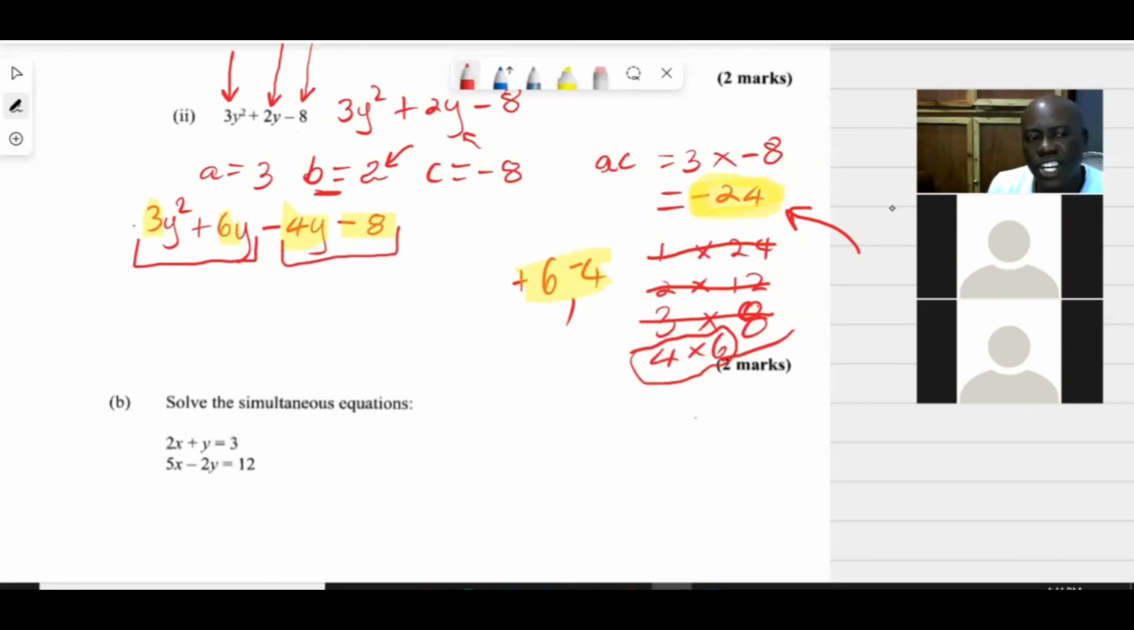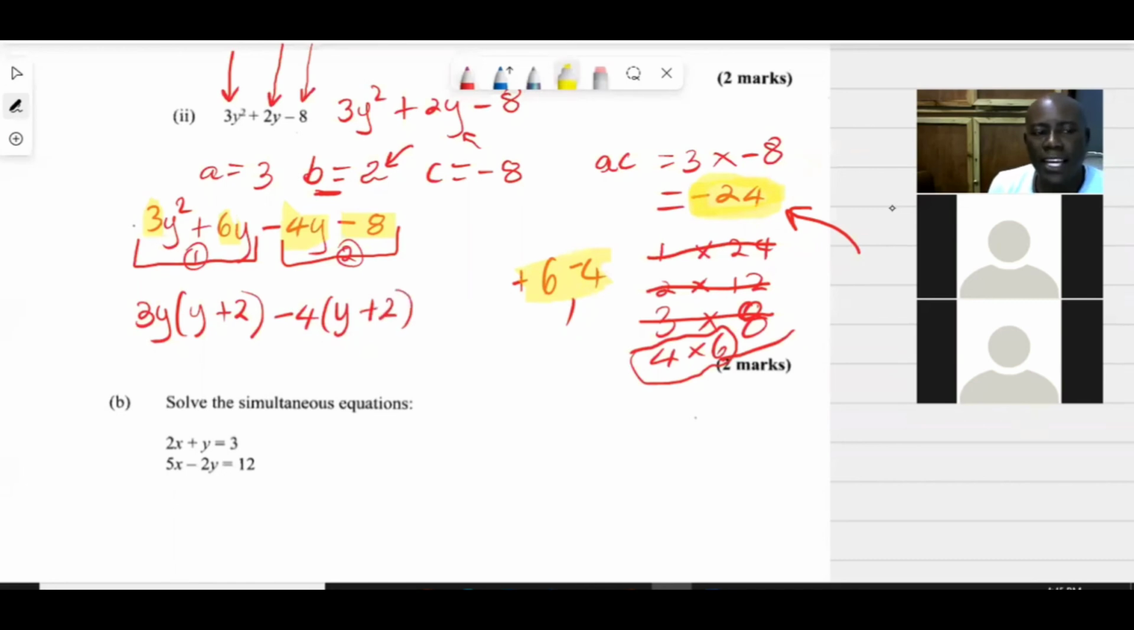What is common for the first group? Anybody want to suggest? This is group 1. What's common for group 1? 3y. 3y. Very good, class. 3y. So what you're going to do now is to take the 3y and divide it back into the term. So 3y into 3y squared, we're left with y. And 3y into 6y, we're left with 2. Close it. Go to the next group. What is common is negative 4. So negative 4 into negative 4y, we're left with y. And negative 4 into negative 8, we're left with positive 2.